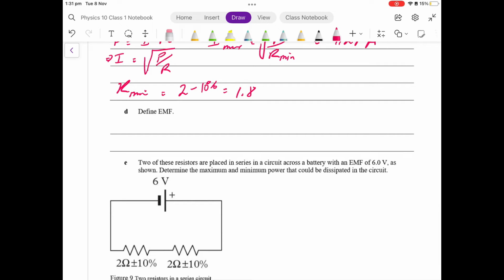So EMF, electromotive force, that's the potential given to charges in a voltage source, in a battery, that drives a current around the circuit.